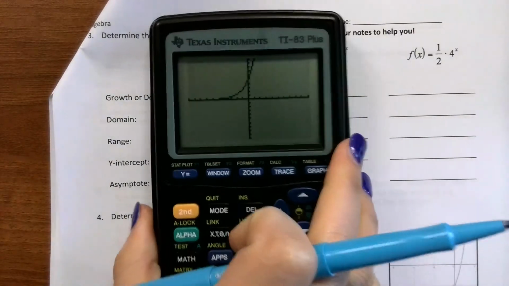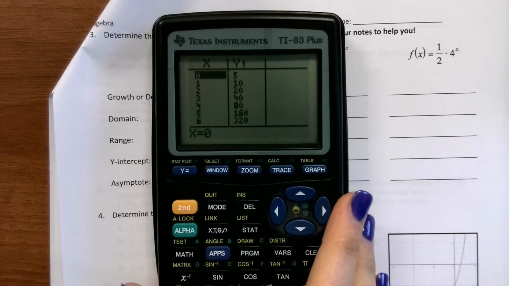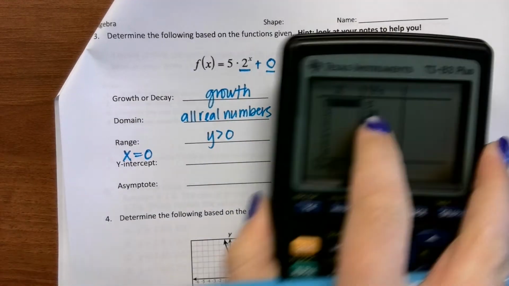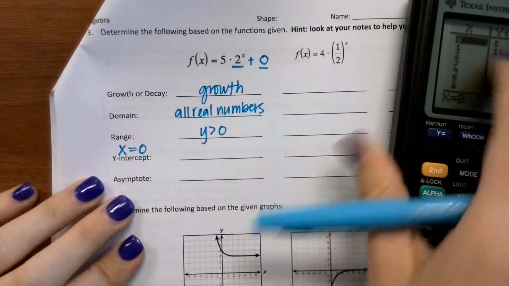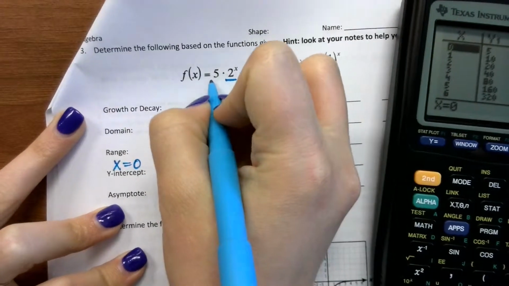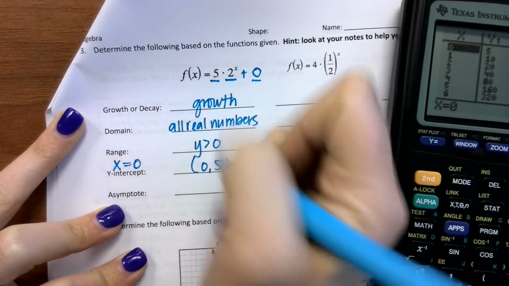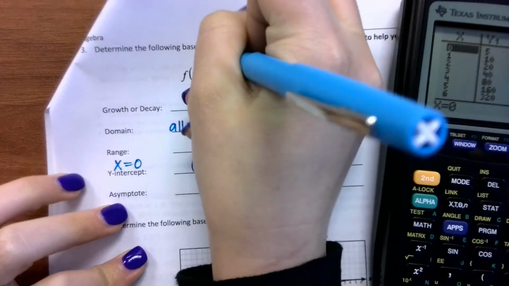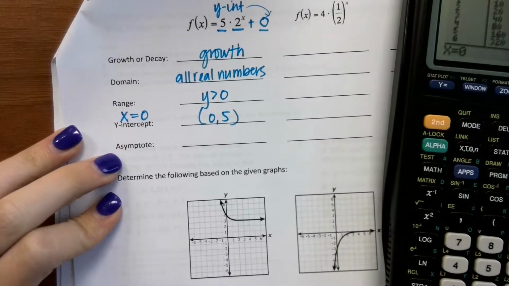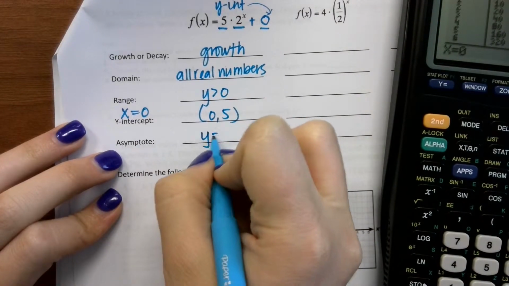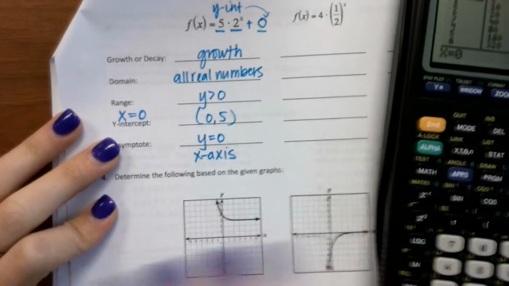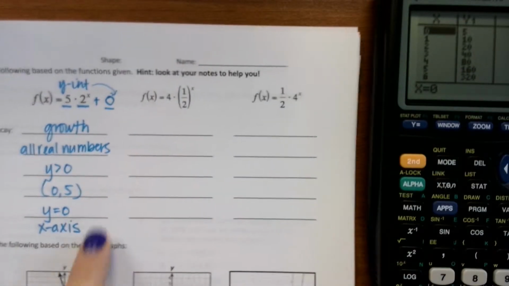My y-intercept I can find using the table of values. The y-intercept is when x is 0. And if you see 0, 5, that's my y-intercept. You also know that your starting value or your y-intercept is your a value when c is 0. So this is also my y-intercept. Only when c is 0 though. Your asymptote value is y equals 0 or the x-axis. I'm going to let you guys do these other two based off of what we did right here in this first one.